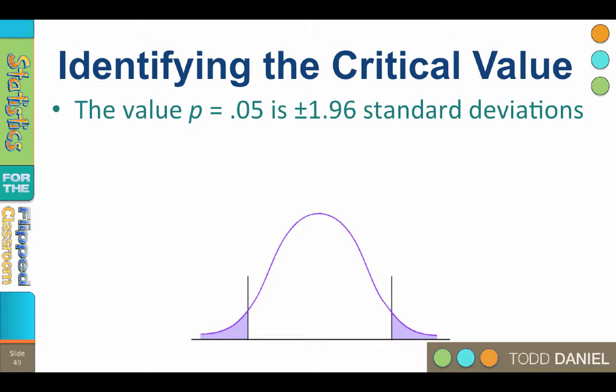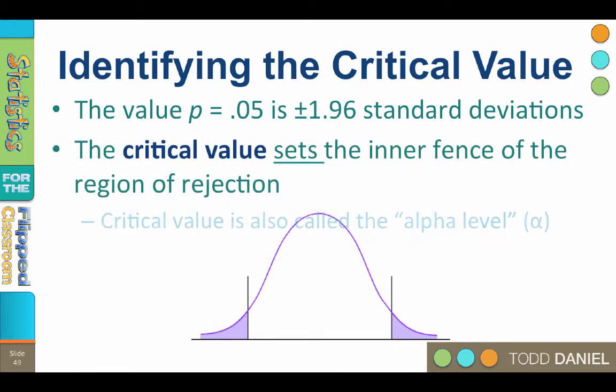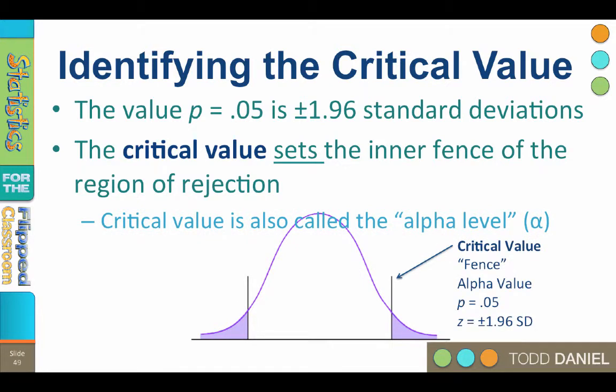If you want to exclude p equals 0.05 of your scores, you can set a critical value to mark a region of rejection. The critical value is the 5% cutoff value that sets the inner fence of the region of rejection. The criterion that we use is 5%, p equals 0.05, although we could use other values if we wanted to. The critical value is also called the alpha level.